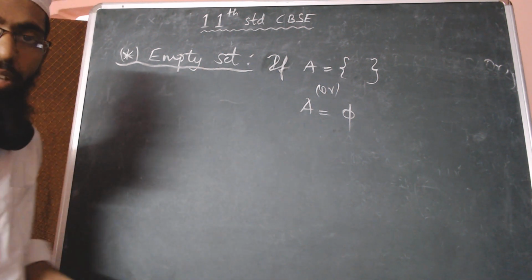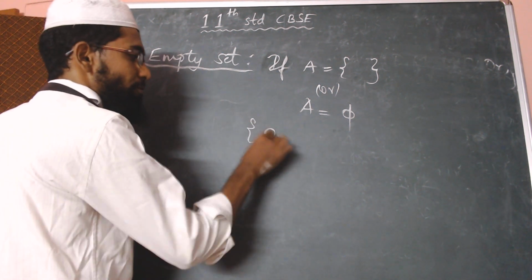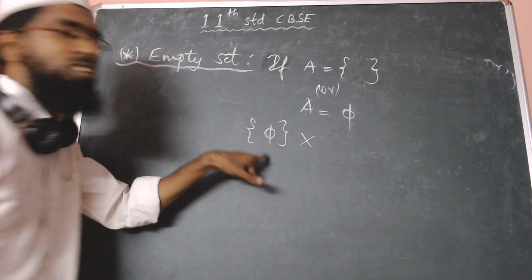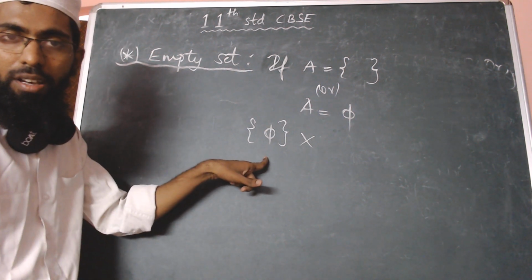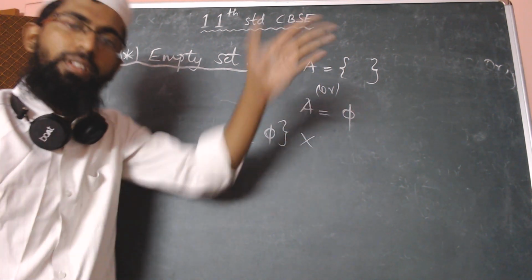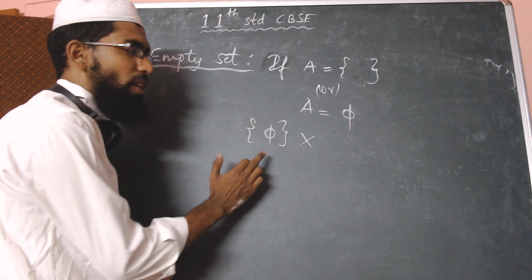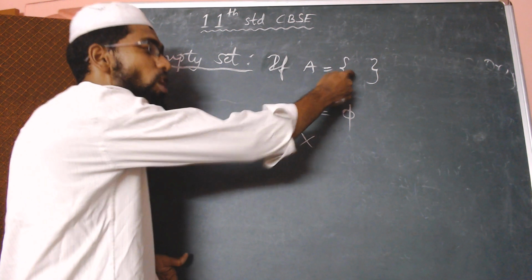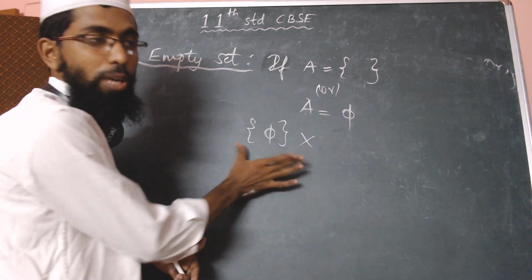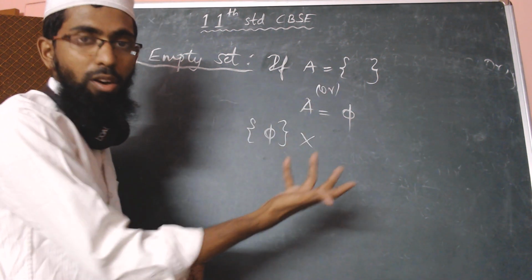But some students write it like this, which is wrong. This is not a null set. This is completely different. We will see this after we get into the exercise sums. You will know what this is. So I must use either this or this for an empty set, not both together.